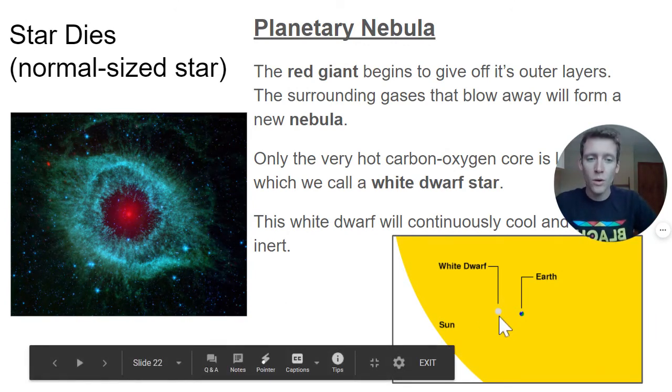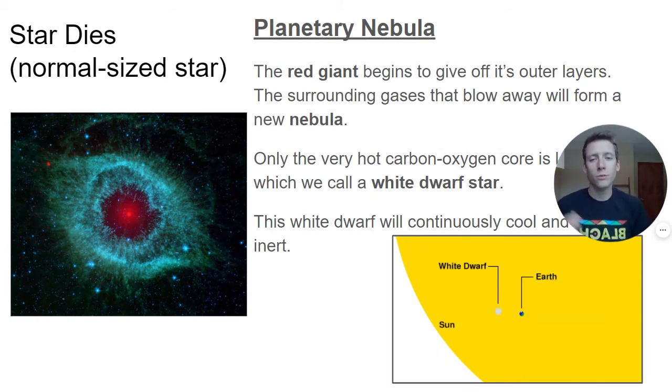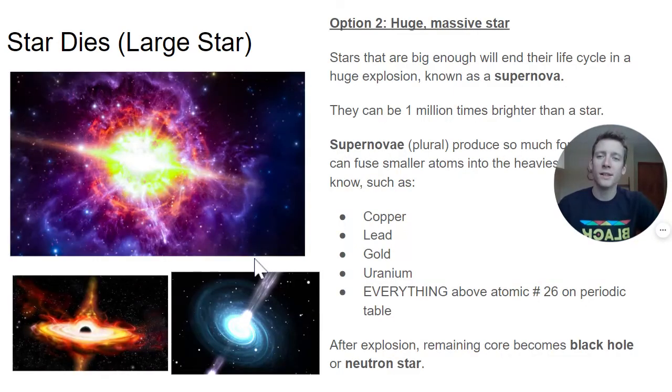As you can see, the super hot core is actually really small compared to our sun. It's about the size of an Earth. So a very small core is left over, extremely hot. We call it a white dwarf. And that white dwarf will just cool off over millions of years and eventually become a brown dwarf and sort of harden like a rock. So that's one way that a star can die.